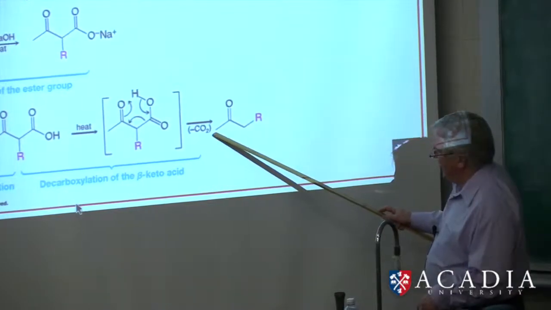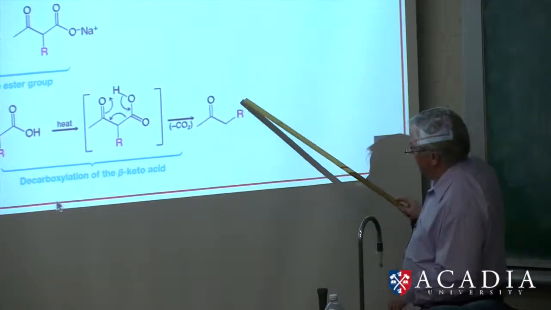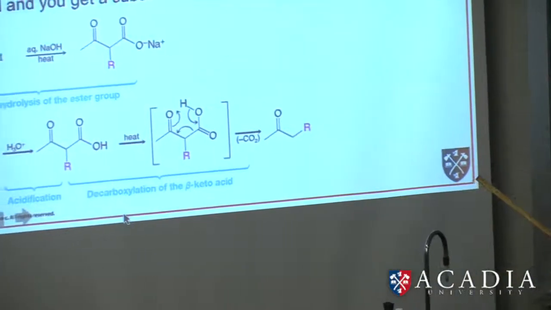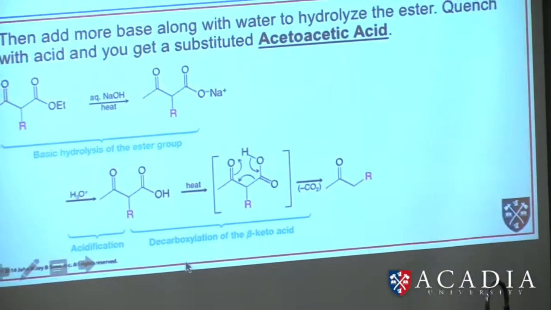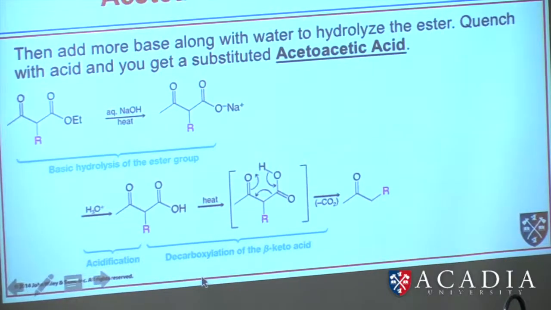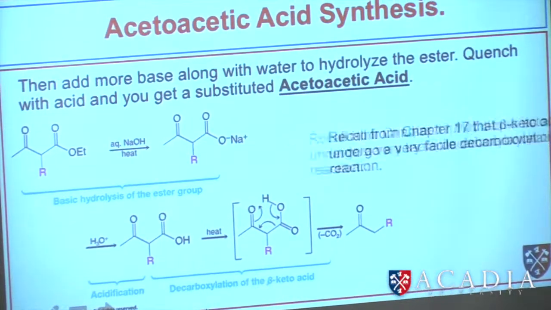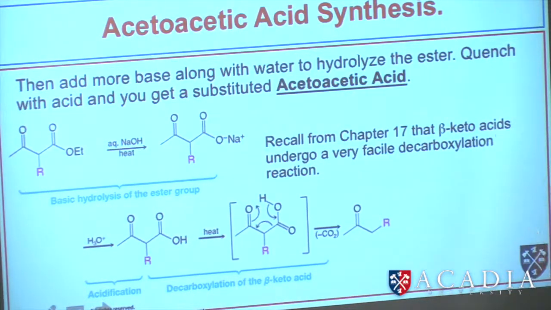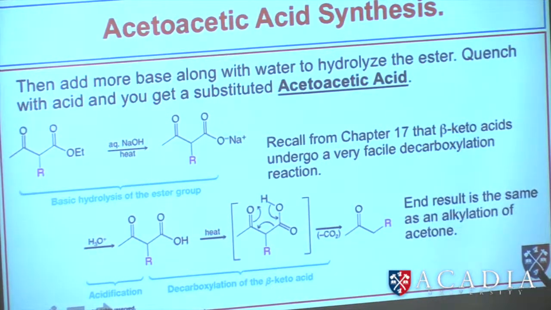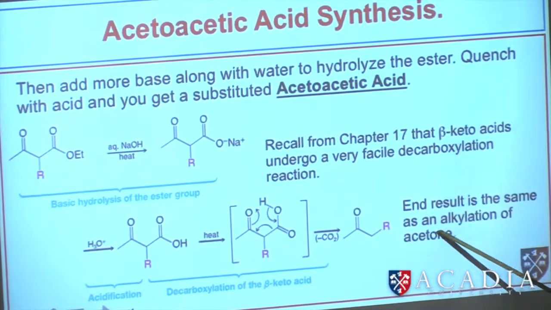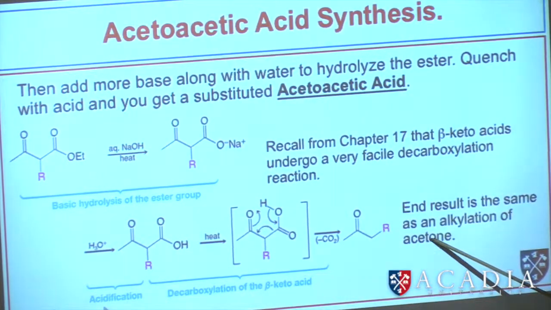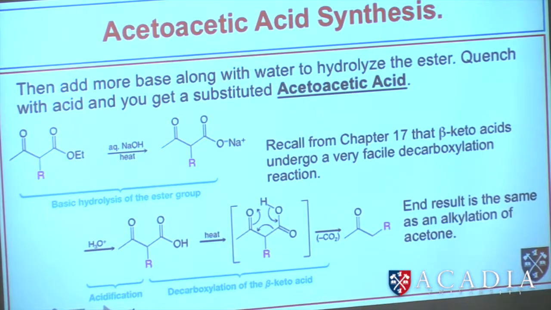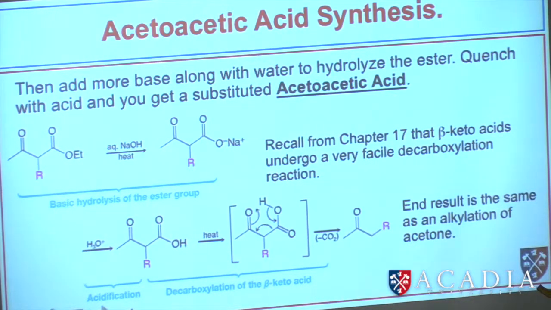Notice now, in effect, there's the acetone and there's the alkylating agent. So that's why we talked about it as being the synthetic equivalent of the acetone enolate anion. So from chapter 17, recall, these undergo very facile decarboxylation. We work it up, and the end result is the same as if we alkylated acetone here. This reaction is just much easier, and it actually goes in very high yields.